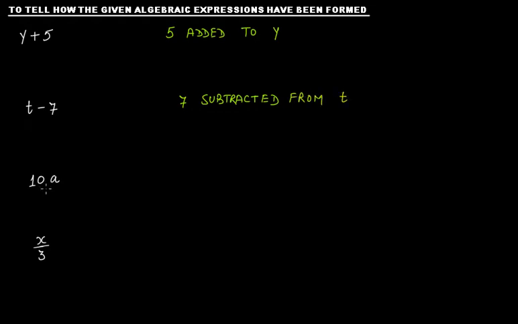This is 10 times a. Remember, we have a number, then we have a variable, and there is no arithmetic operation symbol in between them. That means it is 10 multiplied by a, right? So this is a multiplied by 10. This is x divided by 3.